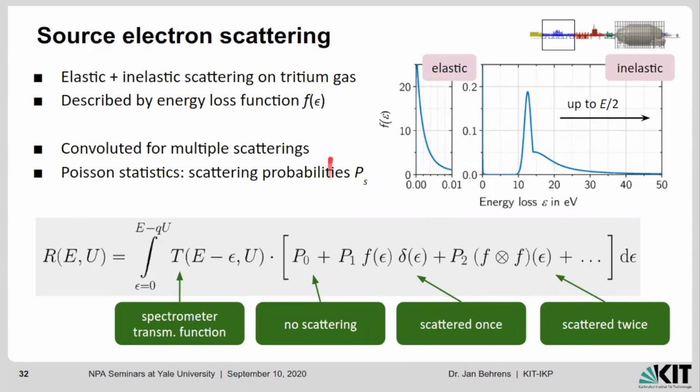In addition to this, it's also convolved for multiple scatterings, because with a higher source column density, electrons can also scatter multiple times. Then we have a convolution of the spectrum and also scattering probabilities for no scattering, one-time scattering, two-time scattering, and so on. This convolution enters the response function, and then the response function enters the integral spectrum model.